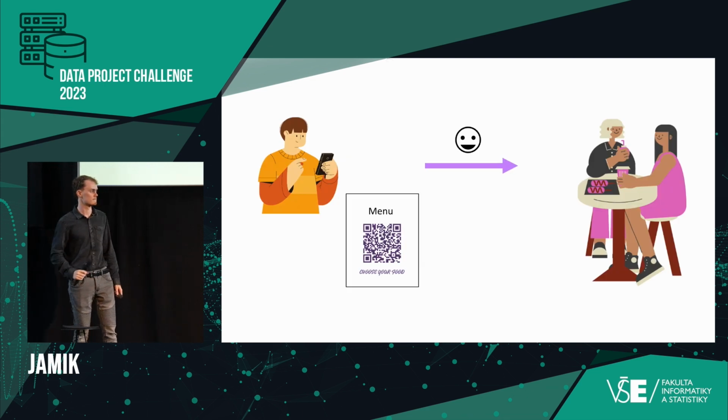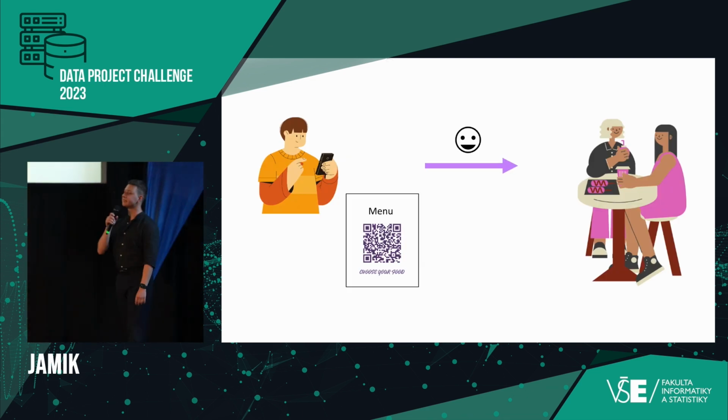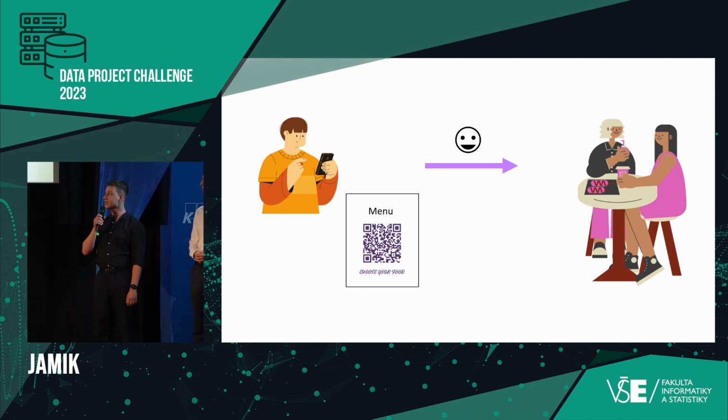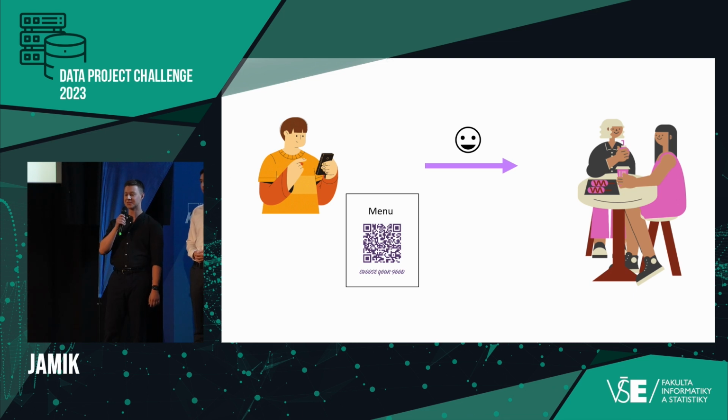We have developed the following solution. Jamik is a web service that allows restaurants to generate QR codes for their menus. Customers will only need to scan the QR code with their phones in order to get a personalized menu.